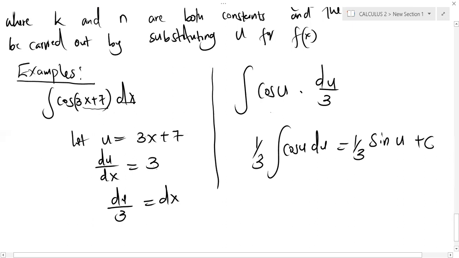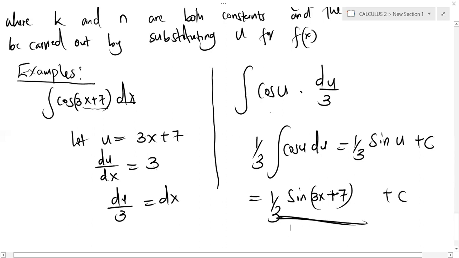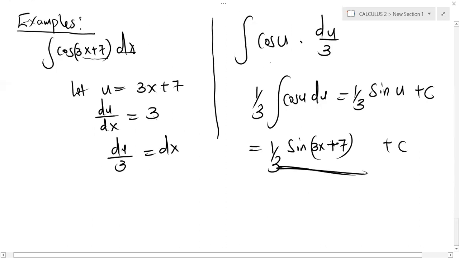But what is u? U is 3x plus 7. So you have to rewrite u back into its initial form: sine of 3x plus 7 plus c. That's how you go about integrating using algebraic substitution. Let's look at another example. You're being told to integrate 2x minus 5 raised to power 7 dx.